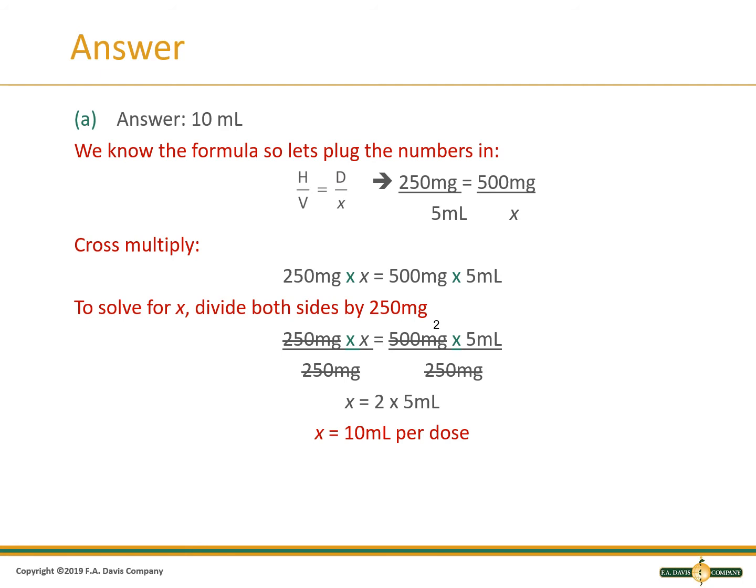We know the formula, so let's plug the numbers in. So it will be 250 mg divided by 5 mL equals 500 milligrams divided by X. Now you want to cross multiply. So you will have 250 mg multiplied by X equals 500 milligrams times 5 mL. To solve for X, you want to divide both sides by 250 mg, which will give us 10 mLs per dose.